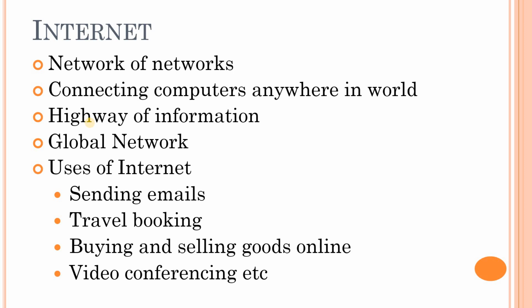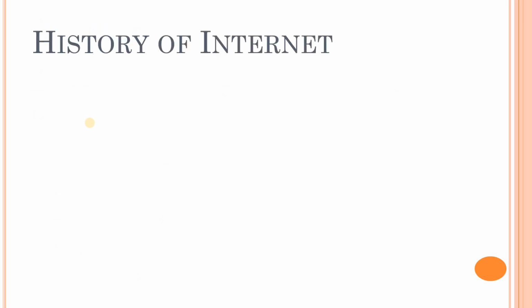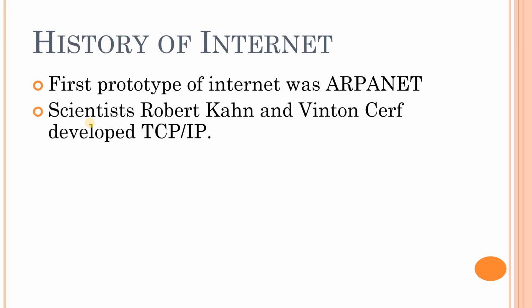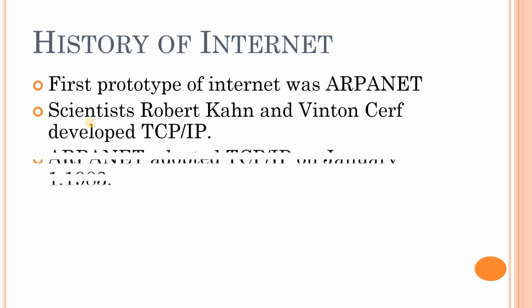Apart from these, there are many different advantages of internet. We are using internet from day to night. History of internet. Now, how did internet start? The first prototype of internet was ARPANET. It was developed somewhere in the 1960s. Later on, scientists Robert Kahn and Vint Cerf developed TCP/IP. ARPANET adopted TCP/IP on January 1st, 1983, and this is the beginning of internet.